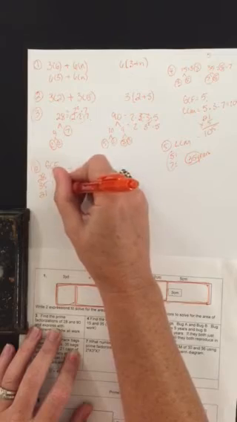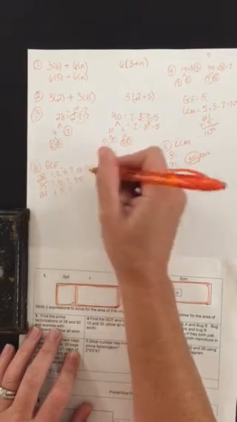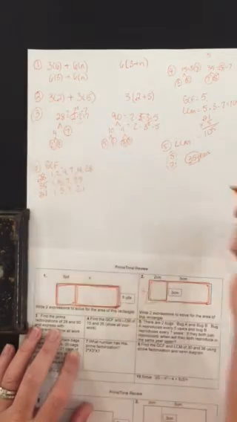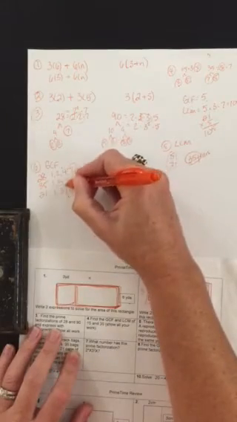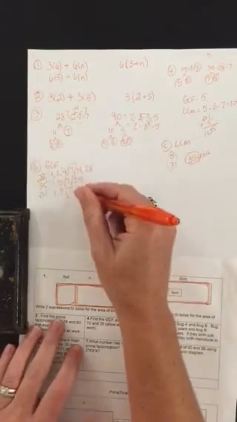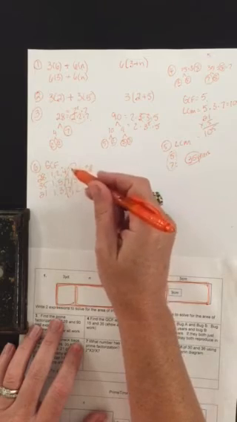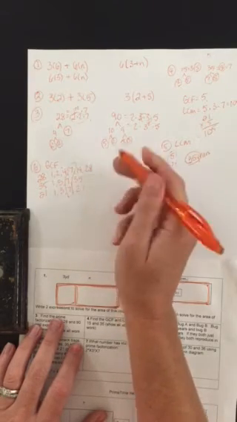And then we have 1, 3, 7, 21. Looks like their greatest common factor is 7. So the most bags, make sure in the test that you don't just tell me what the most bags are, but you also tell me what they're going to be getting.